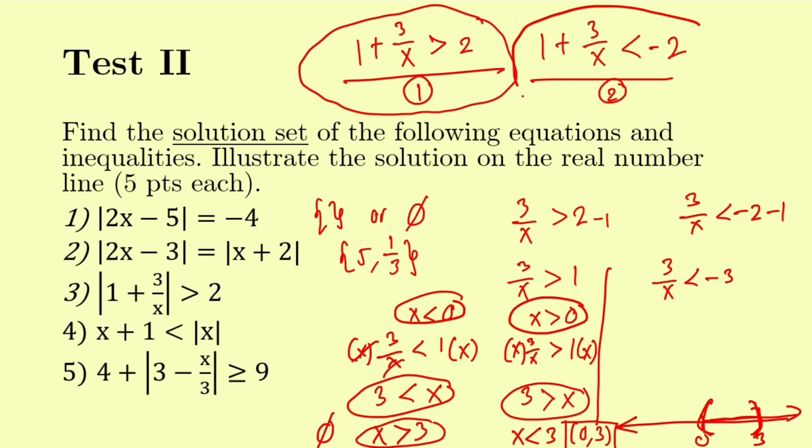For inequality 2, we will try 2 cases ulit: multiplying by a negative number and multiplying by a positive number. I-shortcut ko na lang para magkasya sa ating screen. So, if we're multiplying a negative value of x, ang litaw dyan is 3 is less than negative 3x.